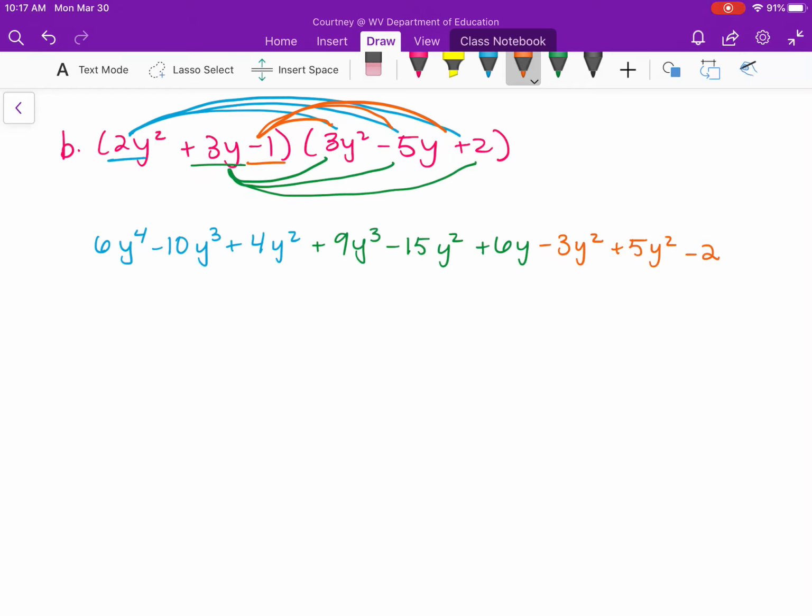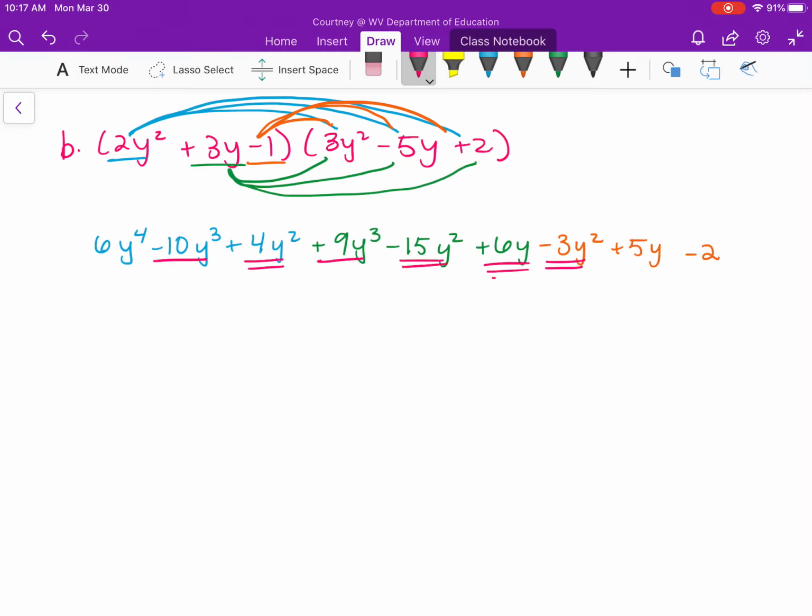Alright, so that's really long. But here's what we're going to do. We're going to combine them again. But always remember to write it in standard form. So let's see. We have y cubed here and y cubed here. Any more cubes? No. Then we have our squareds. So we have a y squared here, we have a y squared here, and we have a y squared here. We have 3 of those.